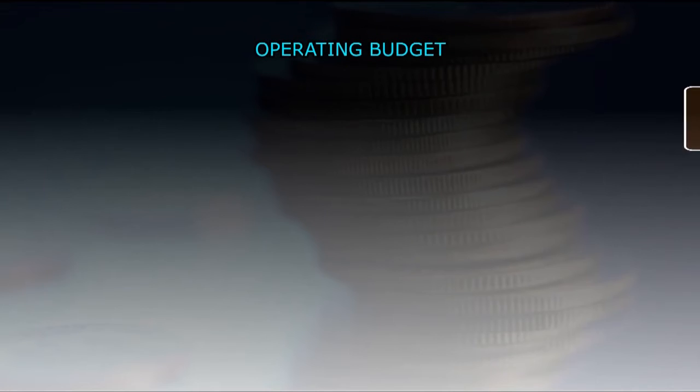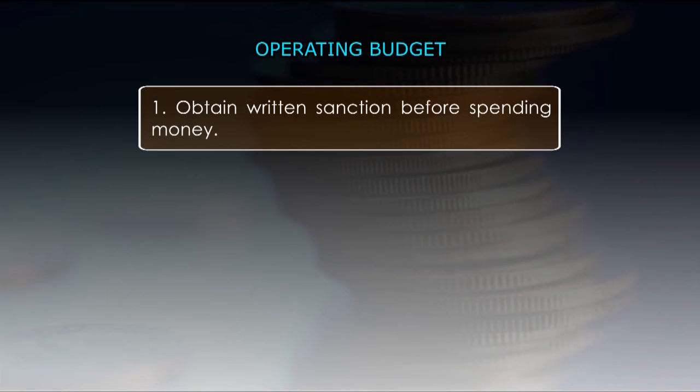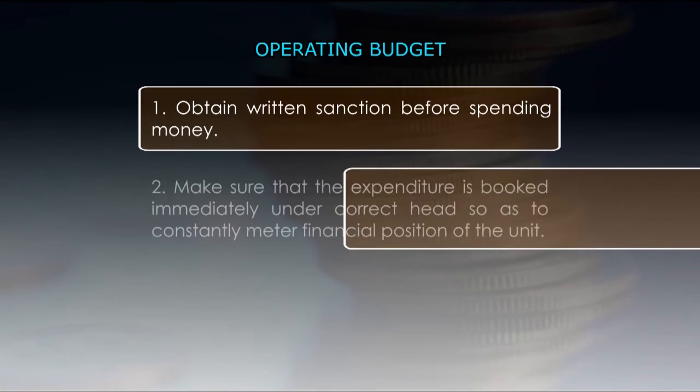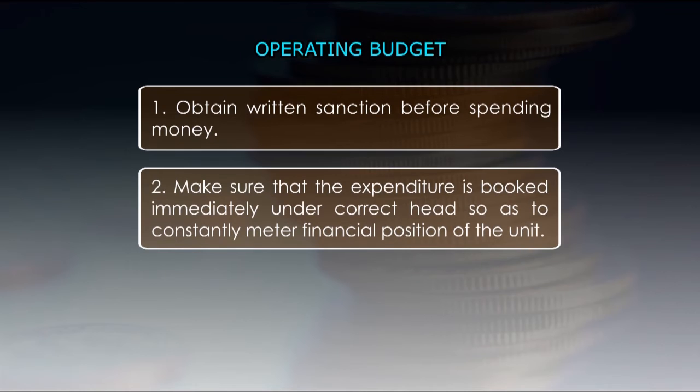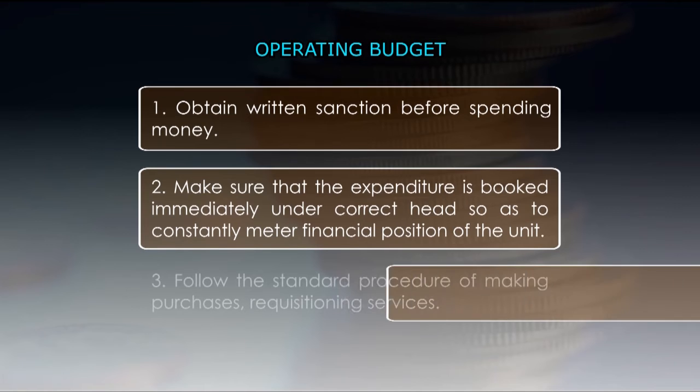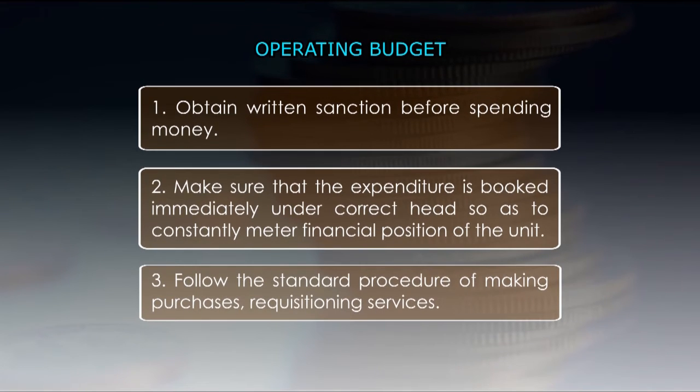After approval, the budget is operated by the individual authorized to do so. Guidelines for operating budget are as under. Number 1, obtain written sanction before spending money. Number 2, make sure that the expenditure is booked immediately under correct head so as to constantly meter financial position of the unit. Number 3, follow the standard procedure of making purchases, requisitioning services.